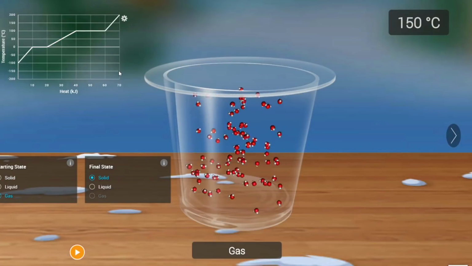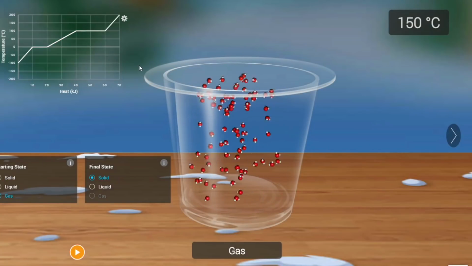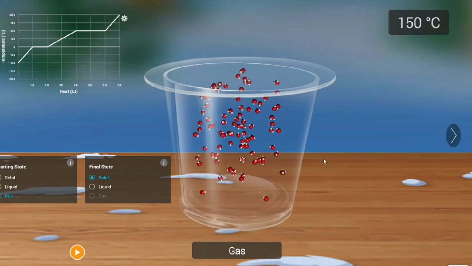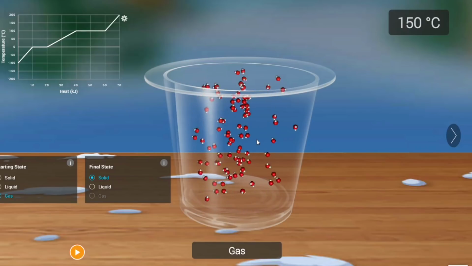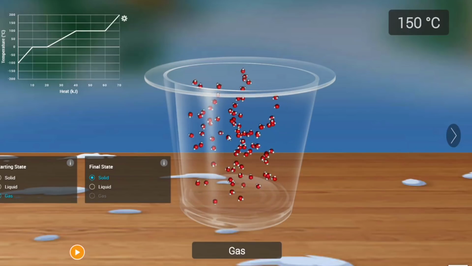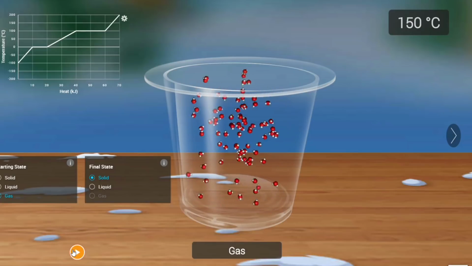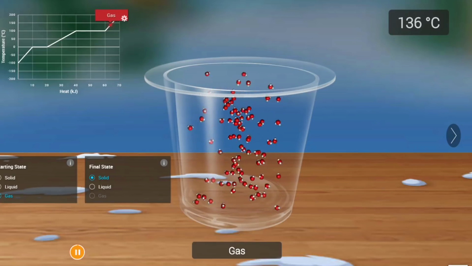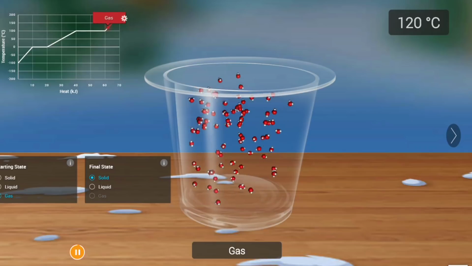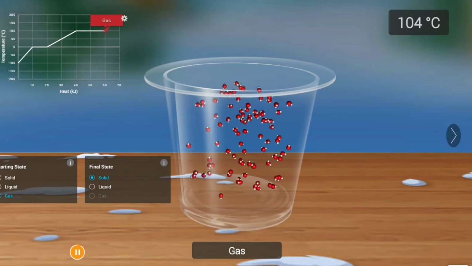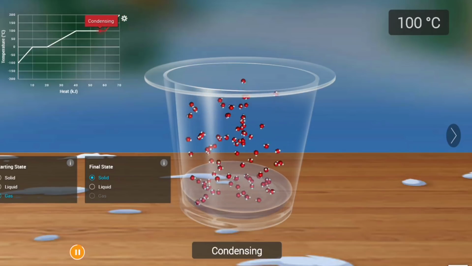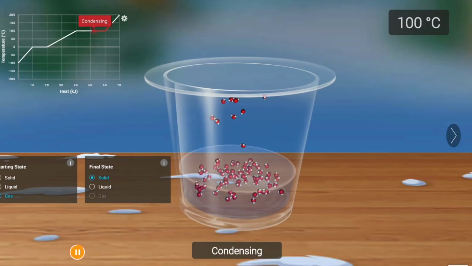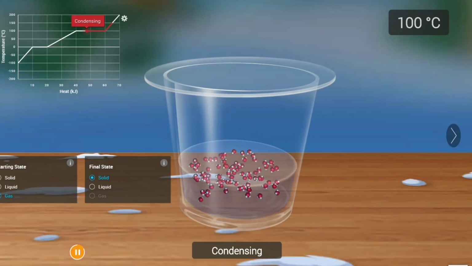Now we'll go backwards. I think that would be fun. So let's go backwards. So this is supposed to represent a bunch of gas particles floating around, bouncing all over the place, going crazy. Let's see how this goes. So the temperature's dropping, the kinetic energy is lowering, and now we get condensation. And the molecules start holding on to each other. They're attracted to each other.